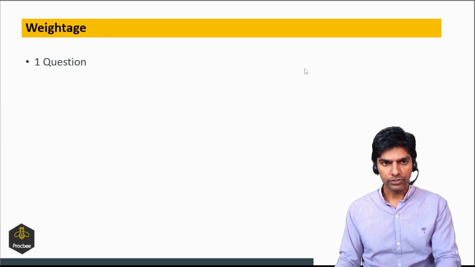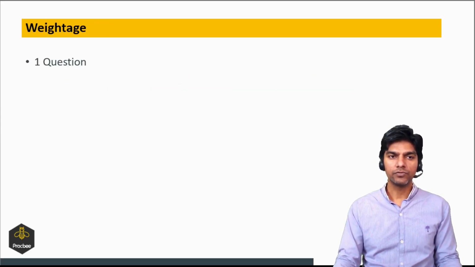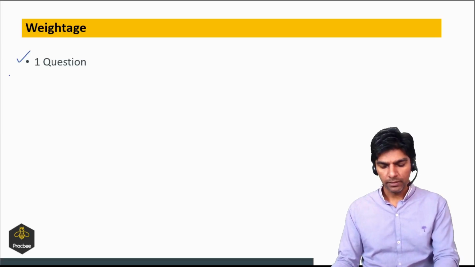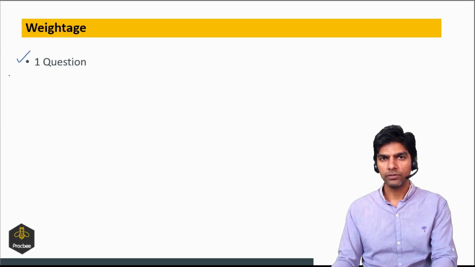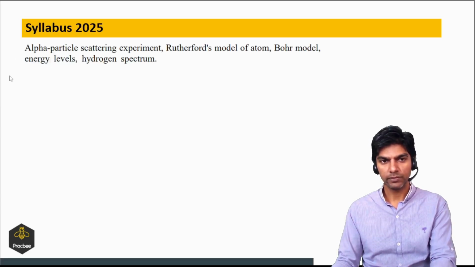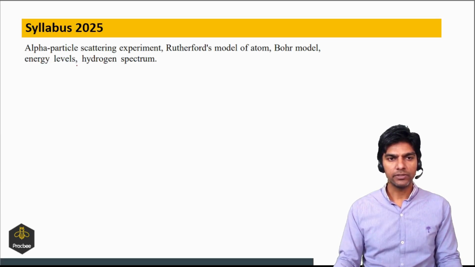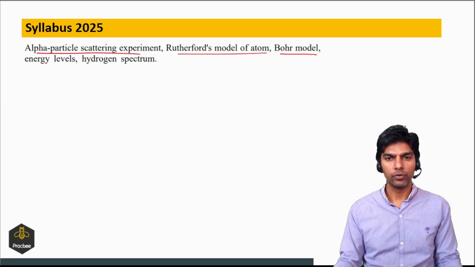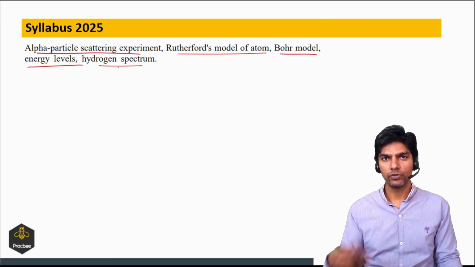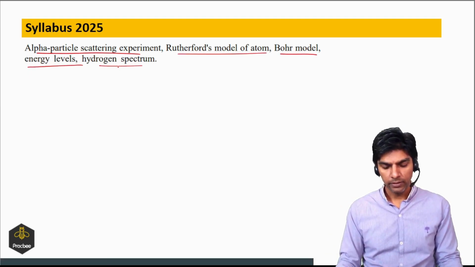Now let us see the weightage. Around one question can be asked from this chapter, and usually the difficulty is not that high, so it is an easy question. If you look at the syllabus, we have the alpha particle scattering experiment, then the Rutherford model, Bohr's model, then energy levels, then the hydrogen spectrum, which you have already studied in chemistry.